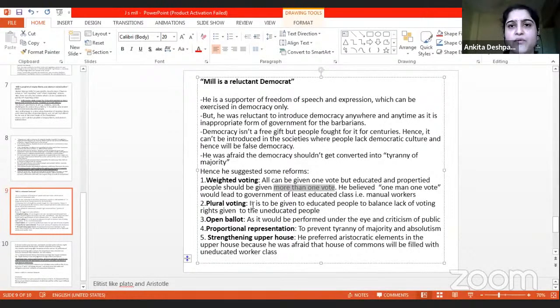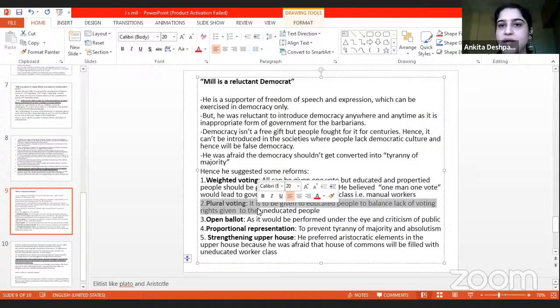Second, he says give plural voting, singular, plural, one versus many. So give plural voting to educated people to balance the lack of voting rights given to uneducated people. He did not want to give the right to vote to everybody. One reason for not giving that right to everybody was he was afraid a government of manual workers, uneducated people, would be formed. So that will lead to a government of barbarians. So he says, no, no, no. Rather than doing that, let's give plural voting. Educated people should be given more right to vote.